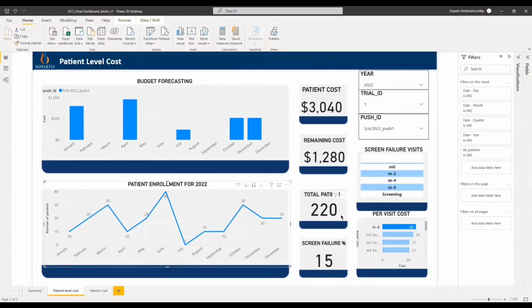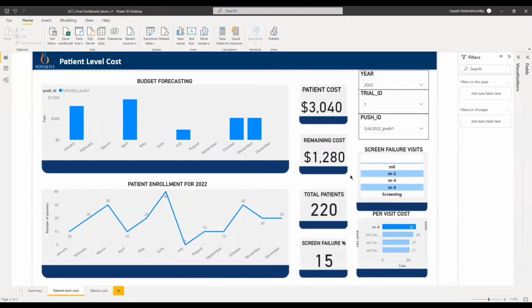We have the total number of patients enrolled in the trial. And then we have the screen failure percentage. So this indicates that 15% of 220 are most likely to have a screen failure and withdraw from the trial. And then we have the screen failure likely visits. So these are the visits where the screen failure is most likely to happen. Over here, we have the per visit cost for each of the visits. So our automated script takes into account all these parameters to compute the budget.